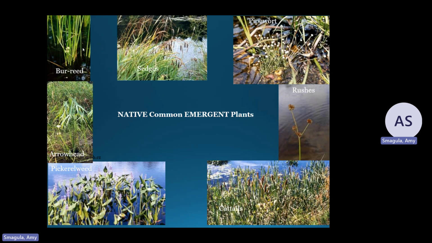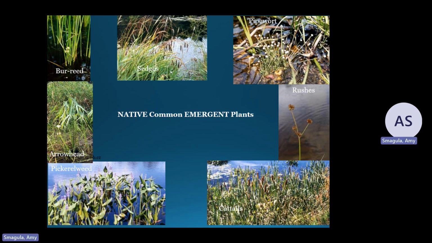So starting off in the upper left is burrweed. This one has a straight stalk of a leaf that's about a foot or so tall. And then it has this little white spiky seed head in a cluster that forms usually in July. And those are typical along the lake edge. Burrweed also has a floating ribbon-like leaf form, but this is the one that falls into the emergent category.